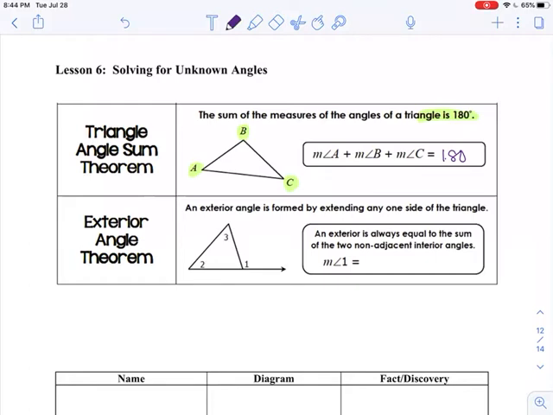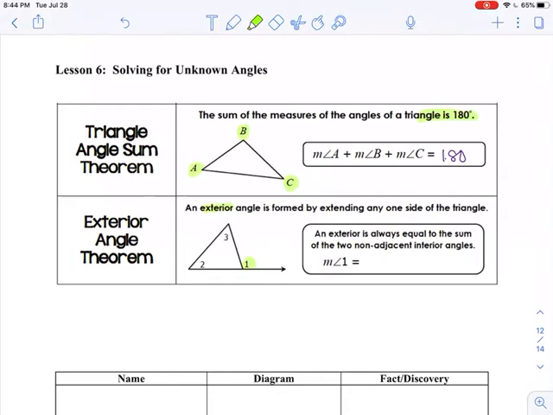The next one you might not have heard, but this next rule is the exterior angle theorem. Basically, the exterior angle is the one that's outside the triangle. The exterior angle is formed by extending any one side of the triangle. And the rule is that the exterior angle is always equal to the sum of the two non-adjacent interior angles.